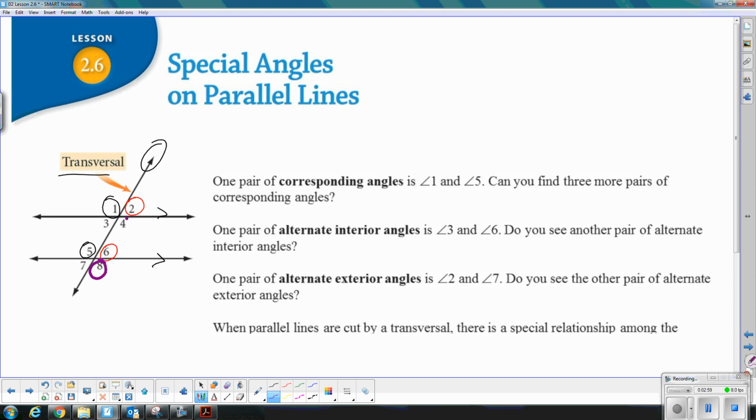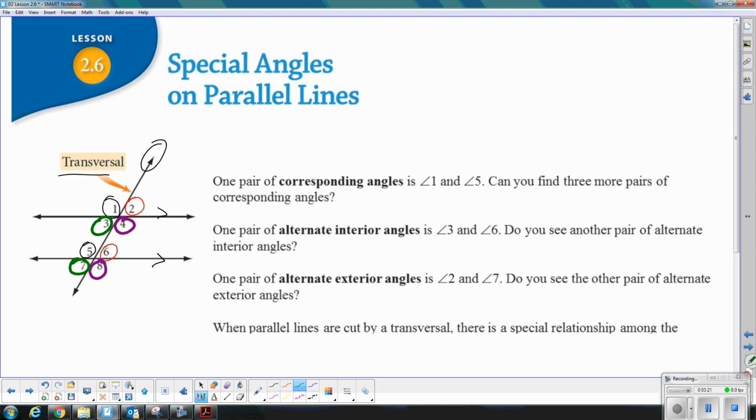Angle 8 and angle 4, they're both on the right side of the transversal and on the bottom of their corresponding lines. And angle 3 and angle 7 are corresponding angles. They're on the same side of the transversal and the same side of the line. So those are corresponding angles.